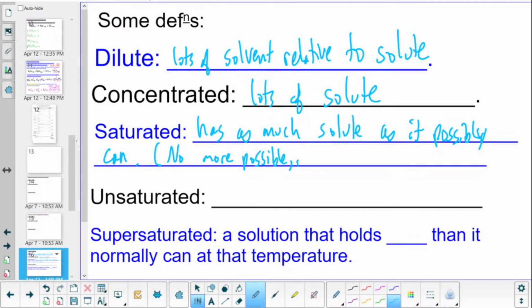No more possible. Often has solid solute, because if you add any more, it won't dissolve. If it's unsaturated, then the solution is able to take more.